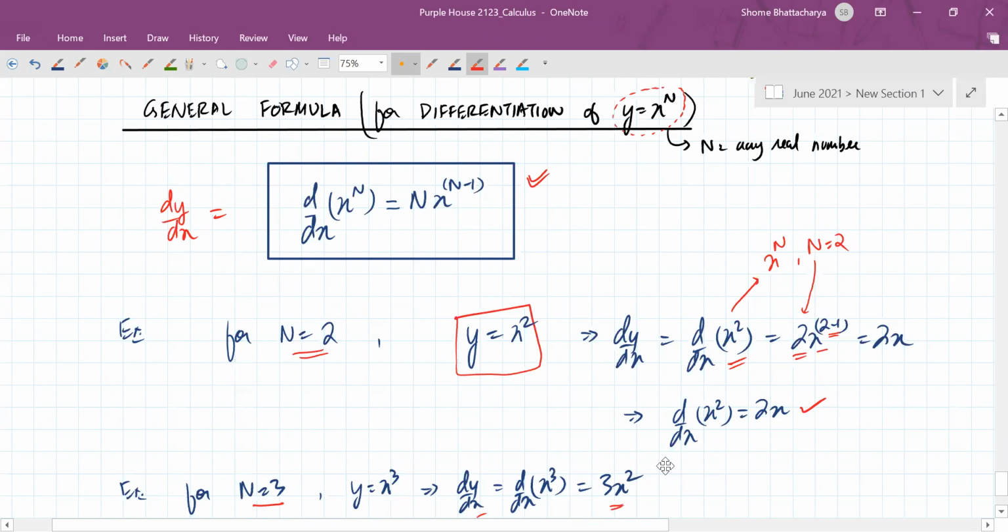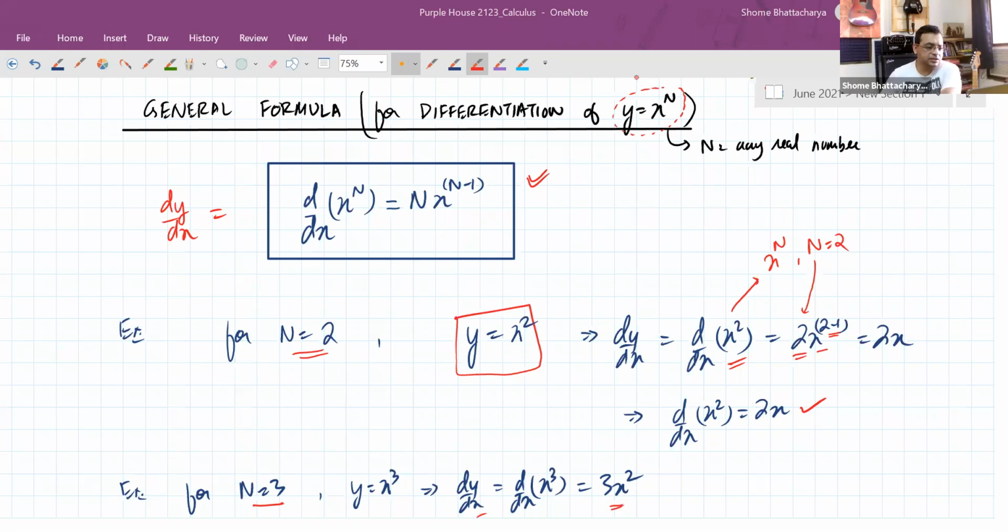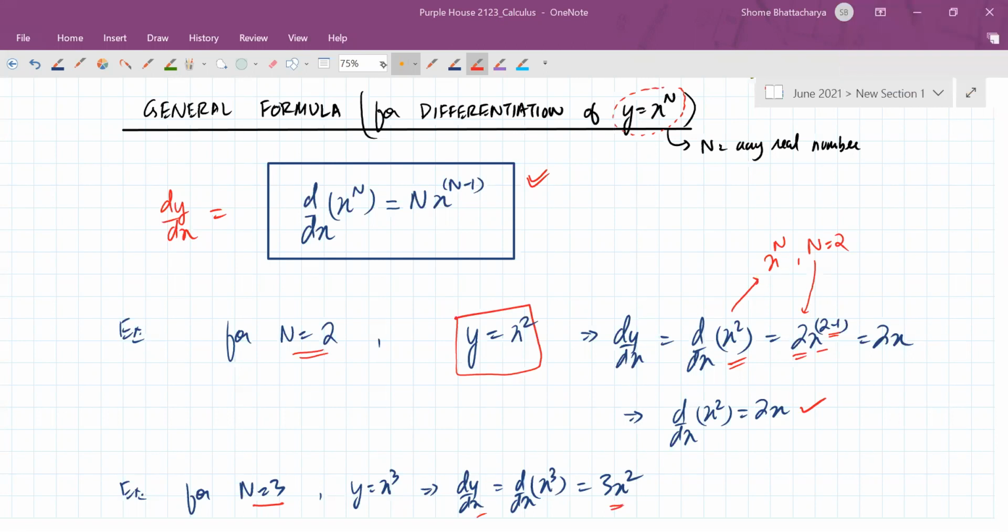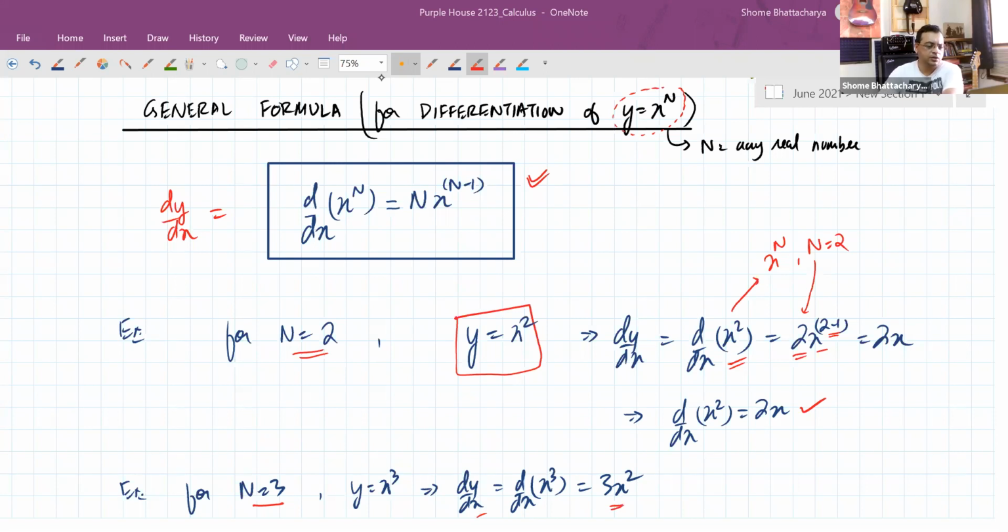Sir, what is this 3x square? It is a function, but it is a function which is giving us the rate of change of the first function. So for example, if I draw the graph of y is equal to x cube, now at a point x equal to 5, what is the slope of the tangent? It is 3x square's value at x equal to 5, so it's 75. What is the slope of the tangent at x equal to 2? It is 3 into 2 square, so it is 12.